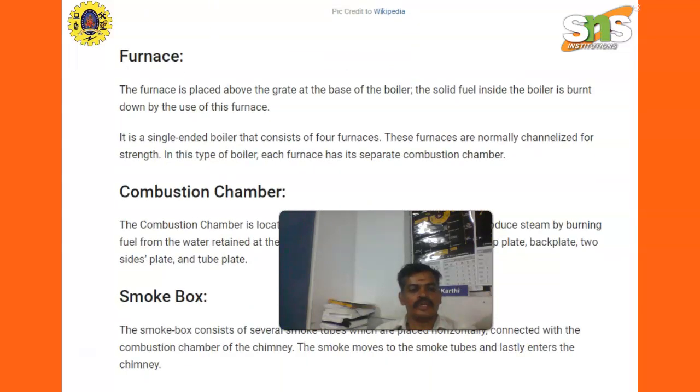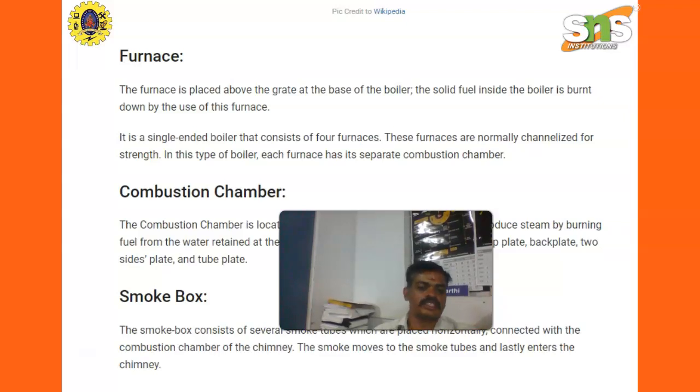The first section is the furnace. The furnace is placed above the grate at the base of the boiler. The solid fuel inside the boiler is burned by use of this furnace. It is a single-ended boiler that consists of four furnaces. These furnaces are normally corrugated for strength. In this type of boiler, each furnace has its separate combustion chamber.